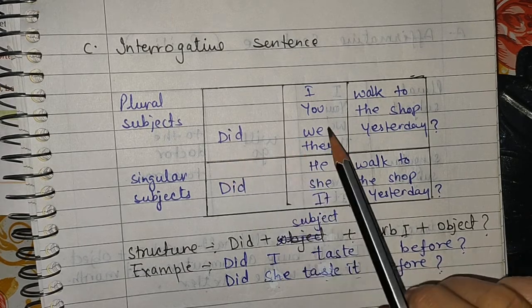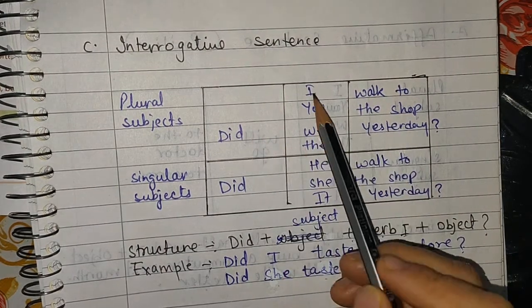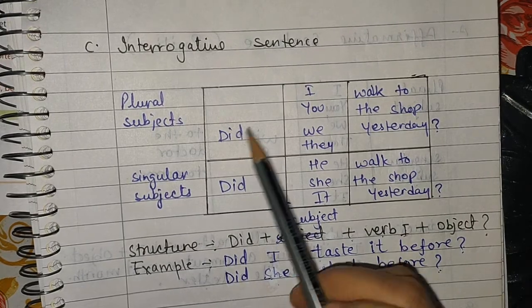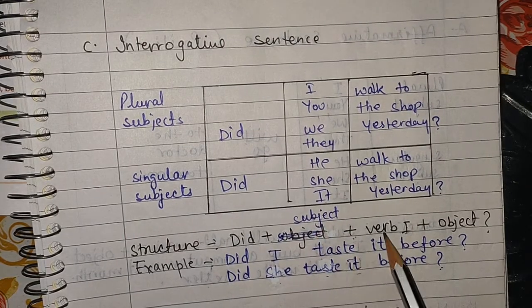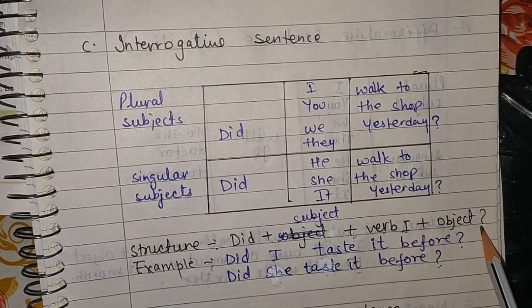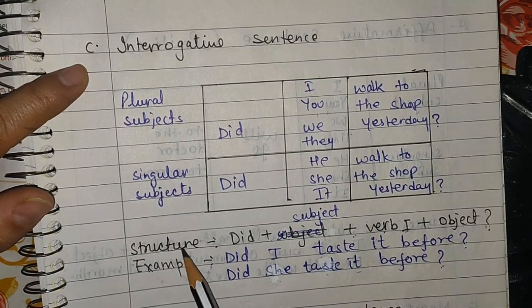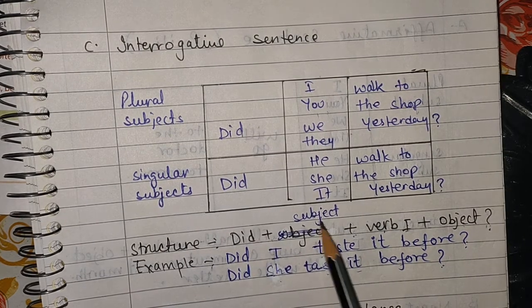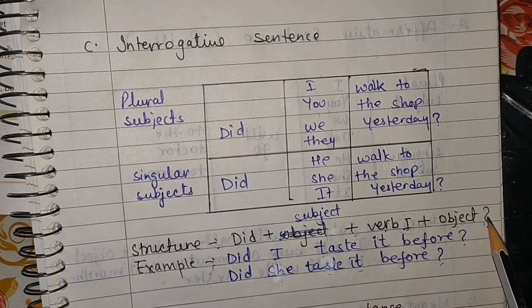But here in the interrogative sentence, you will change the position of the subject and the helping verb. So did will come here and then subject. Did plus subject plus verb 1 plus object and question mark, because it is an interrogative sentence. So the structure is did, because in the negative sentence only did was being used, so did plus subject plus verb in the first form, don't forget this, plus object and question mark.